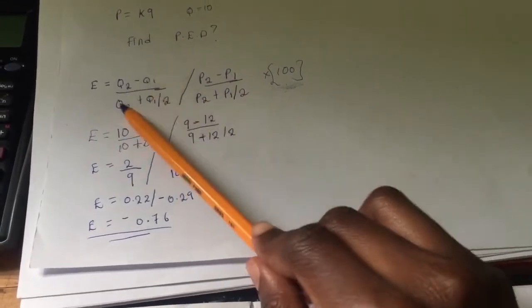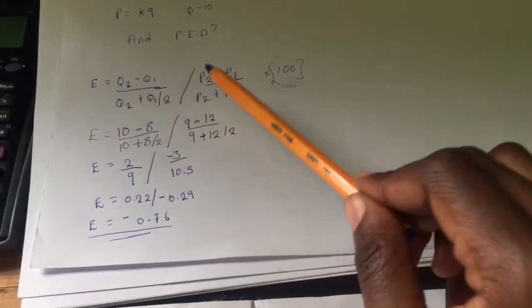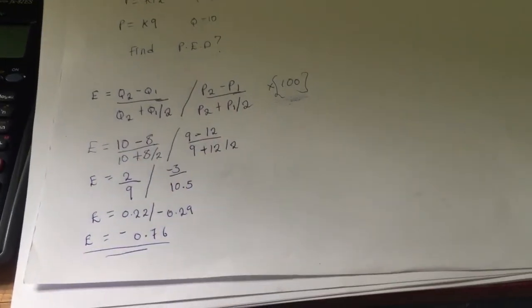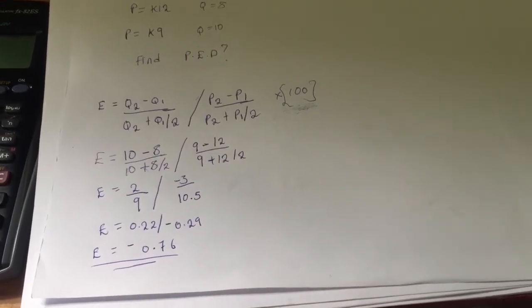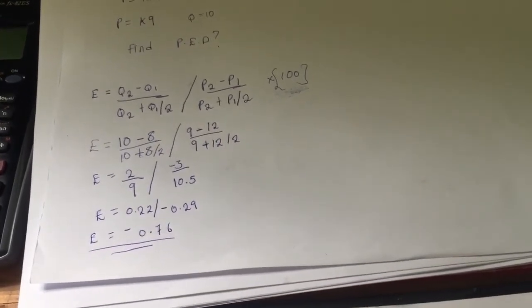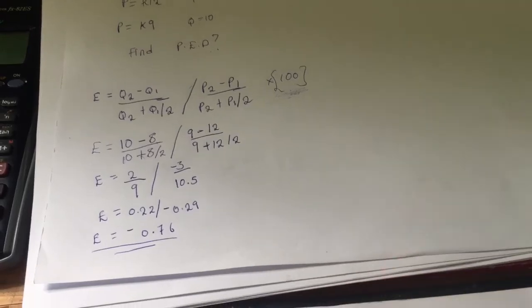And if these are quantities of good Y, then these will be prices of good X. So yeah, that's the only difference, but the formula is basically still the same. So I hope we are clear on how to calculate elasticity using the midpoint formula.